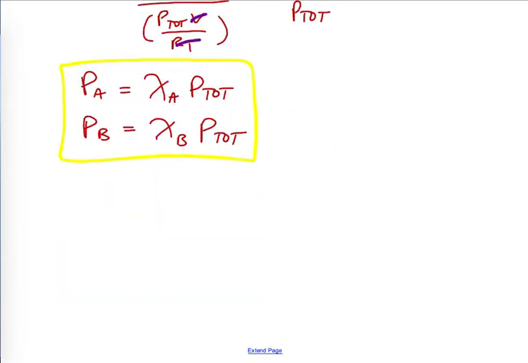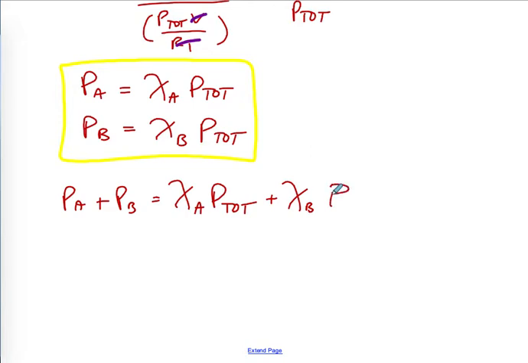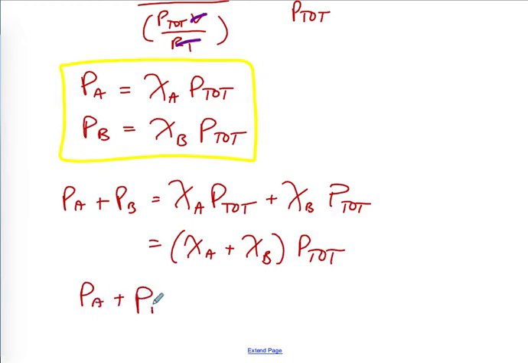Now, to relate this to what we talked about in the previous video, let's see how this relates to the total pressure. So the partial pressure of A plus the partial pressure of B is going to be equal to the mole fraction of A times the total pressure plus the mole fraction of B times the total pressure. I can factor out the total pressure, and because we said before the sum of the mole fractions is equal to 1, that simply gives us that the sum of the partial pressures of A and B must be equal to the total pressure, which of course is Dalton's law of partial pressures.